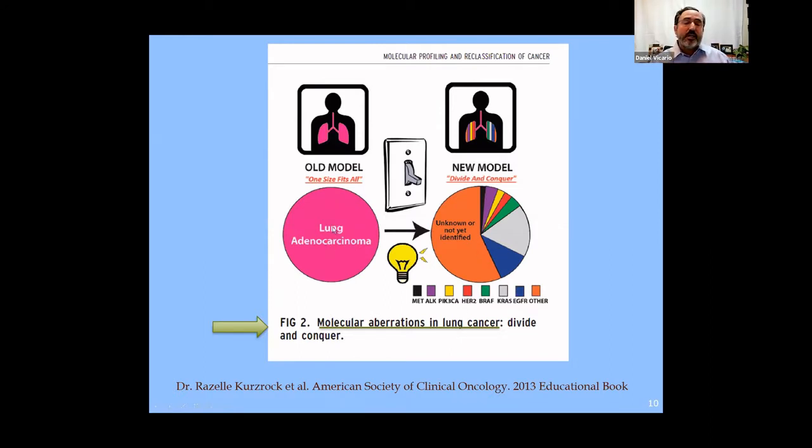The old model was that we had lung adenocarcinomas and we would treat patients with certain chemotherapies. But now the model that she calls divide and conquer molecular profiling is that we have all these different molecular abnormalities, and we can target each one of these with different agents. A lot of them are oral pills now and are much better tolerated.